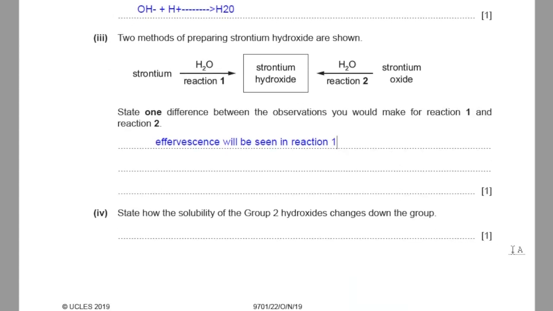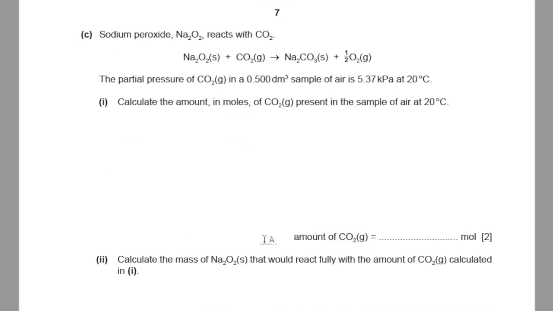Part 4, state how the solubility of group 2 hydroxides changes down the group. So solubility of hydroxide increases as we go down group 2. Part C, sodium peroxide reacts with carbon dioxide. The partial pressure of carbon dioxide in a 0.5 decimeter cube sample of air is 5.37 kilopascals at 20 degrees Celsius. Calculate the amount in moles of carbon dioxide gas present in the sample of air at 20 degrees Celsius.